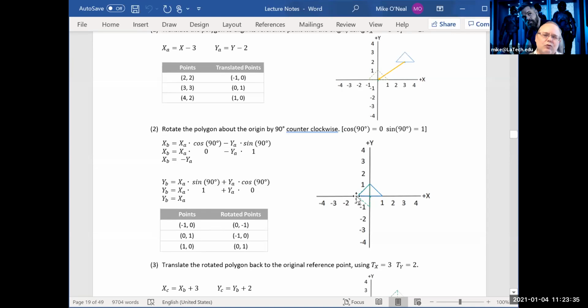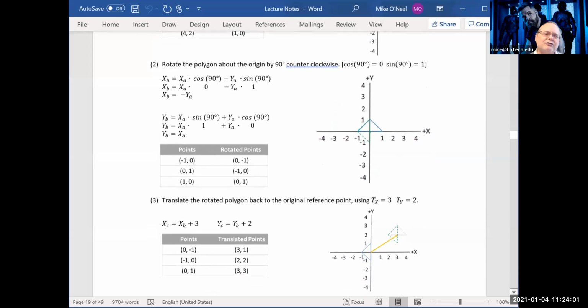So minus 1, 0 becomes 0, minus 1. So this point in blue moved over to here. And the point 0, 1 is going to move over to here, to minus 1, 0. And the point 1, 0 is going to move over to here, 0, 1. So we flipped this puppy by 90 degrees.